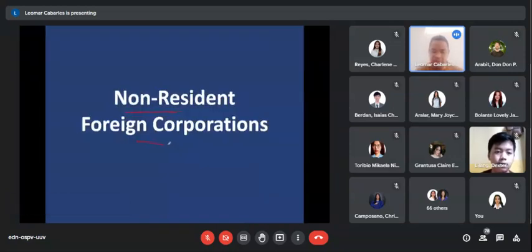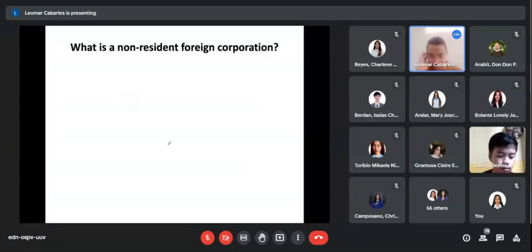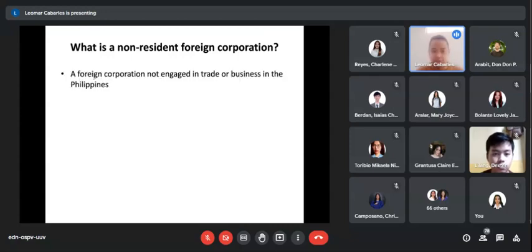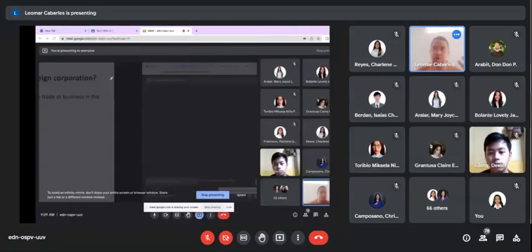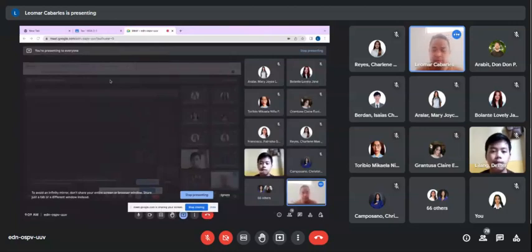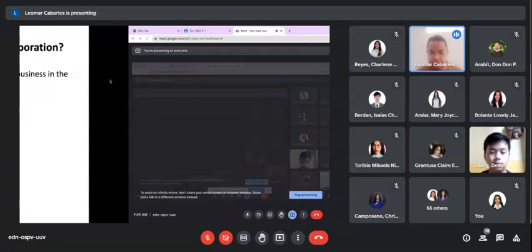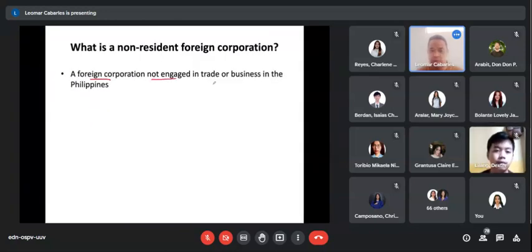So let's continue. This part is easy. When you say non-resident foreign corporation, this is a foreign corp, meaning organized under foreign laws, so it's not incorporated under Philippine laws. Then, it's not engaged in trade or business, okay? So that's why it's non-resident in the Philippines.